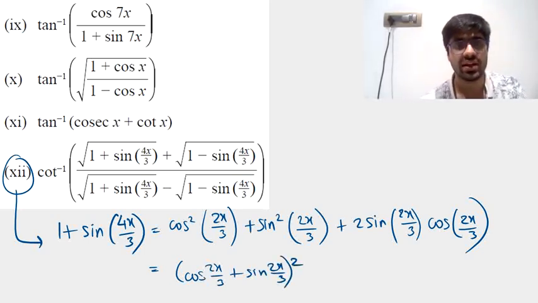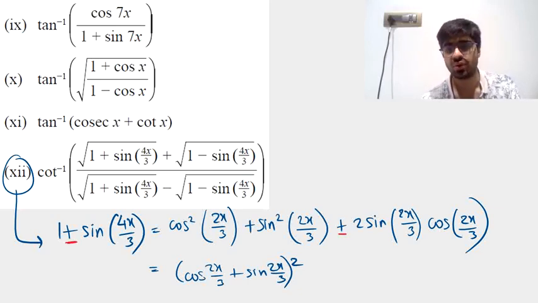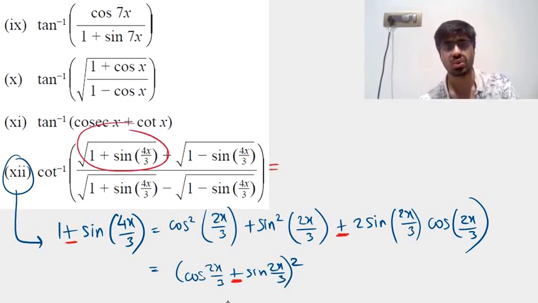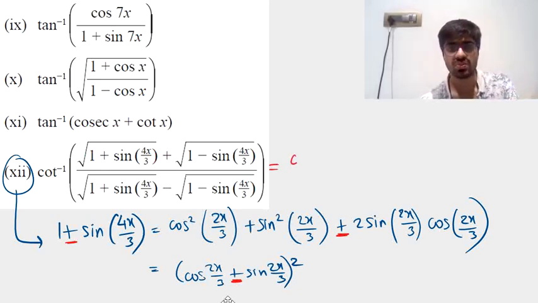Similarly, if I had a minus here, it would have been a minus here, and then it would have been a minus here. So now if I want to simplify this, this is cos plus sine the whole square. Root of it will simply be cos plus sine.